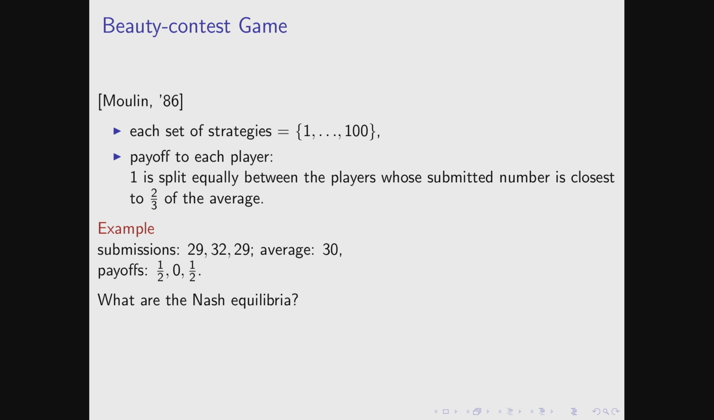So in this specific case, the winners are the first and second player because they chose the number closest to the 2/3 of the average. Now the question is, what are the Nash equilibria in this game?